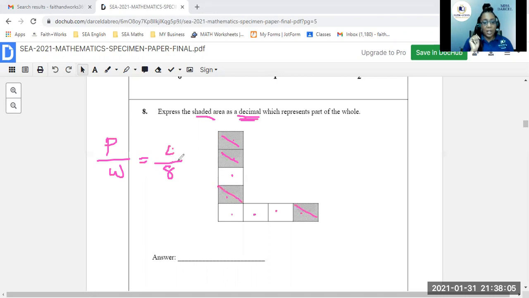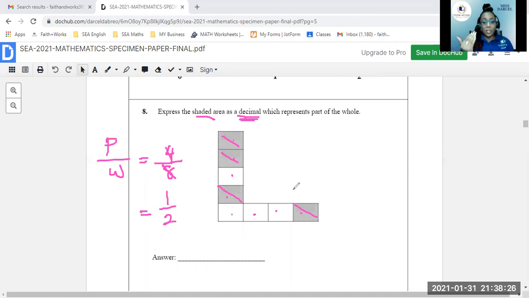1, 2, 3, 4. 4 are shaded. Again, we reduce to the lowest, unless you know your conversion chart by heart. It helps to memorize it, right? 4 into 8 is 2. 4 into 4 is 1. Right, okay, we have a fraction. How do we change it?